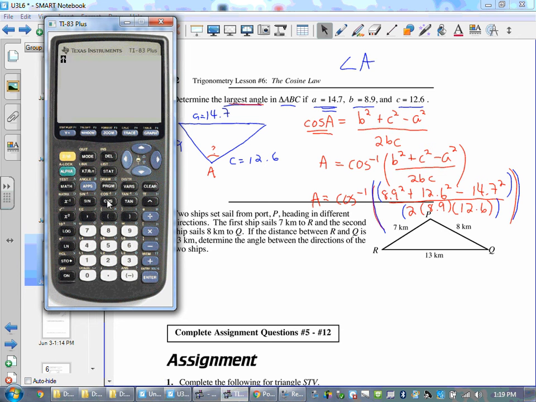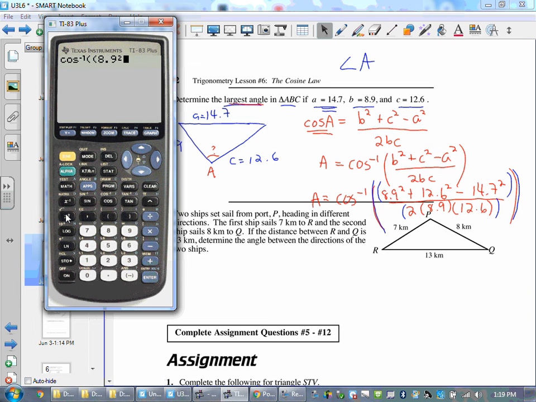So we are doing inverse cos. We're writing a second bracket right away. What happens if you don't do that? Then you're not going to get the right answer. You're going to get an error, and then you're going to be like, Miss Russell, it's not working. Yeah, well, just like you were doing.